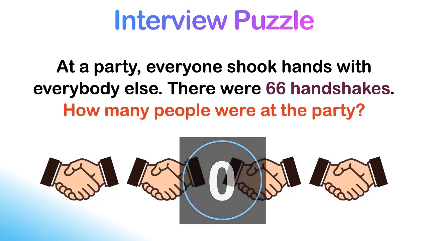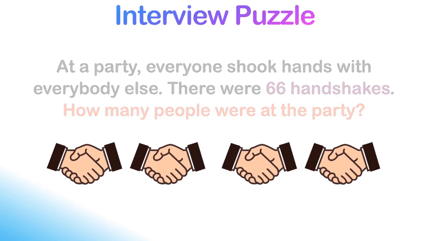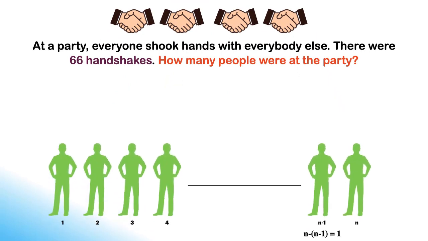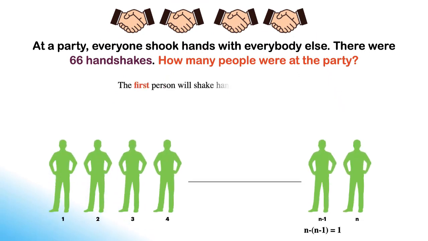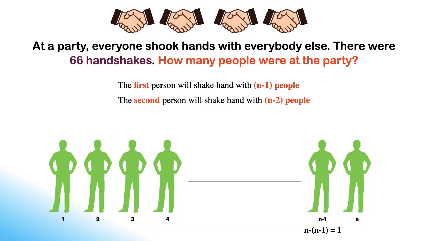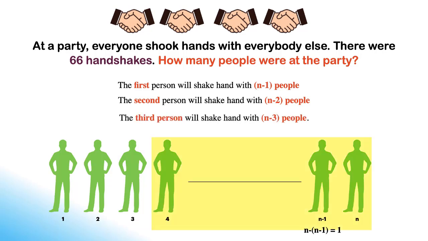Let me explain the solution now. Let's suppose that there are n people at the party. The first person will shake hands with n minus 1 people. The second person will shake hands with n minus 2 people. The third person will shake hands with n minus 3 people. In this way, the n minus 1th person, that is, the last but one person, will shake hands with n minus (n minus 1), which is equal to 1 person, that is the last person.